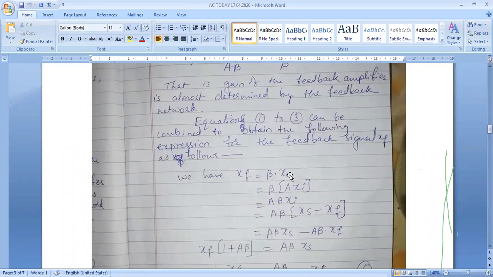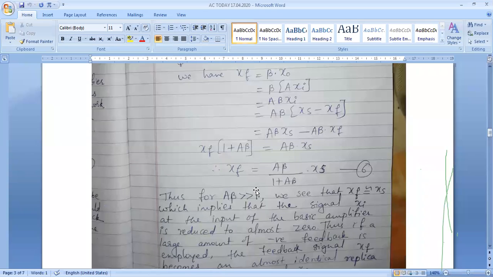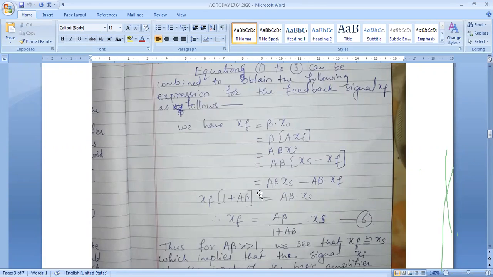Now let us combine the three equations, that is 1 to 3, in order to get an expression for XF. That is, what is the feedback signal XF in terms of XS.